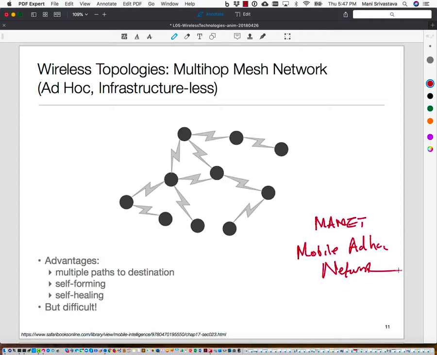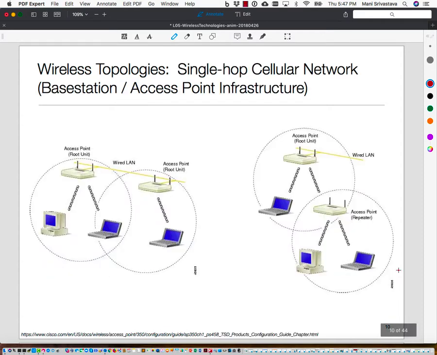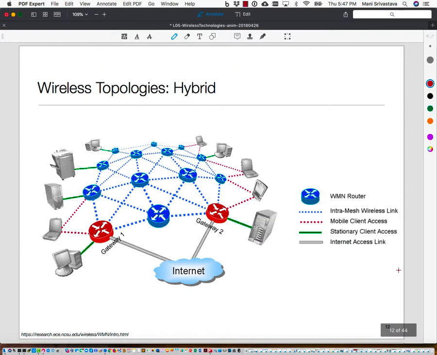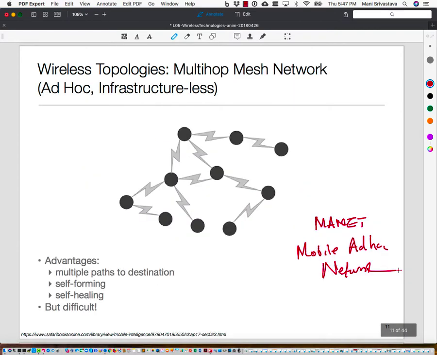So in this case, what's happening is that each node is not only a source and a sink, but it's also a router. So in the previous picture, the routers were kind of part of the infrastructure, these access points, and my end devices are basically leaf nodes. Whereas in this case, every device is not only a source and a sink, but it is also a repeater, a router. Okay, and so things become tricky out here in a variety of ways.